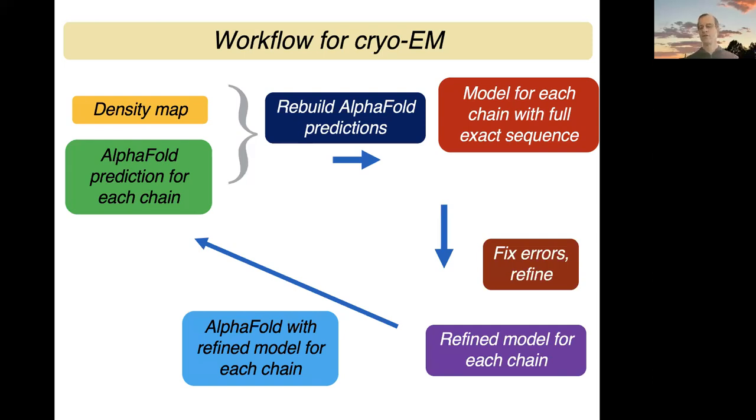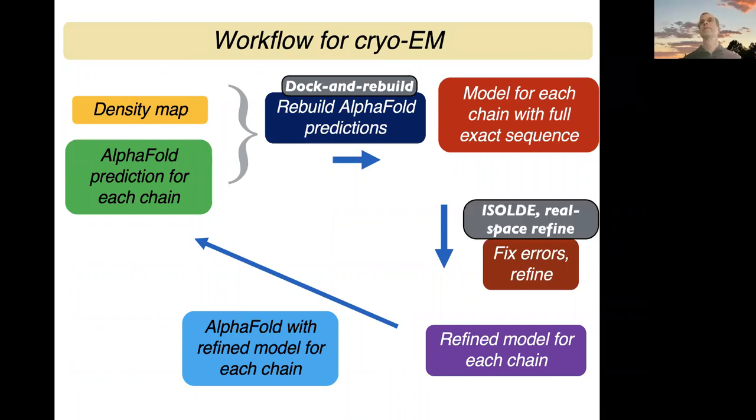So the first step, once again, we can do that with dock and rebuild or other automatic procedures for rebuilding an individual chain. You can fix your errors with refinement or interactive tools like Isolde and Coot. And Colab will give you a new prediction. So you can cycle through this once, 2, 3, however many times you wish. As long as it's getting better, you might want to do that.